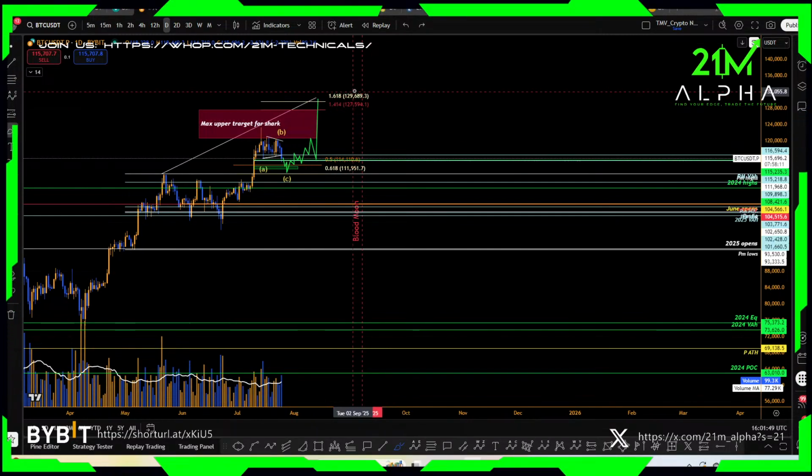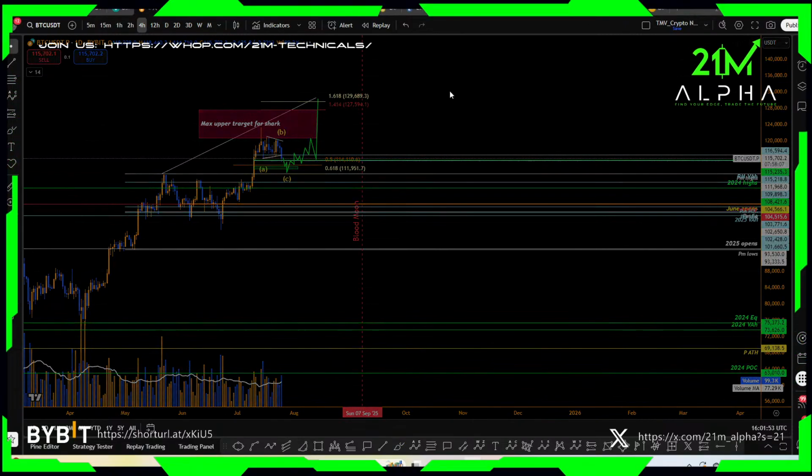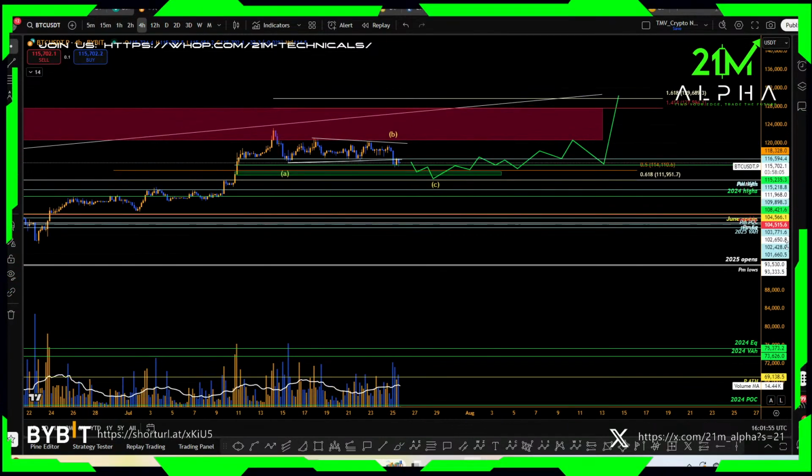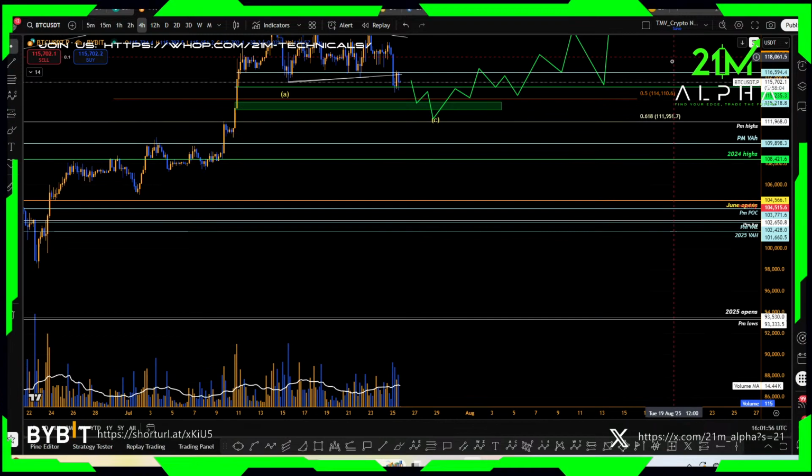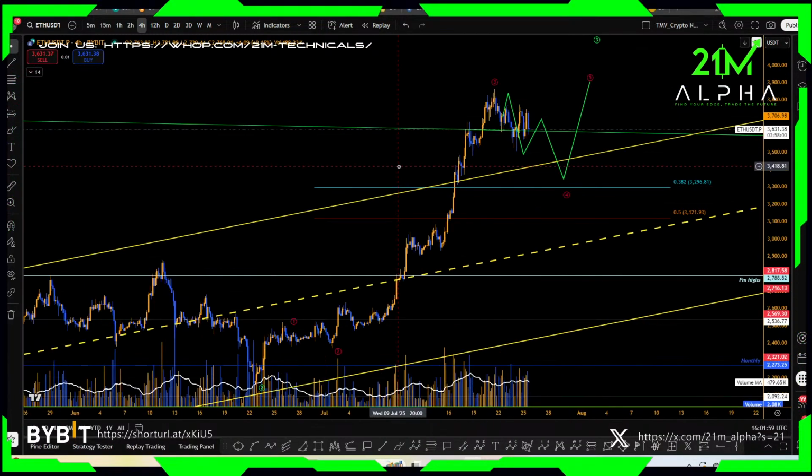I'm really not interested in catching the 12 to 13% move on BTC. I simply pass on. I'm not interested in BTC at the moment. What I'm interested in is Ethereum and altcoins. So let's go to the ETH. ETH is perfectly playing out as well.